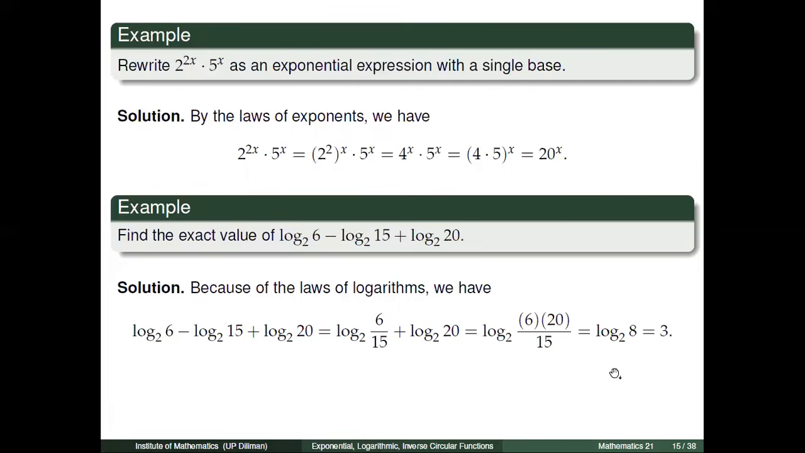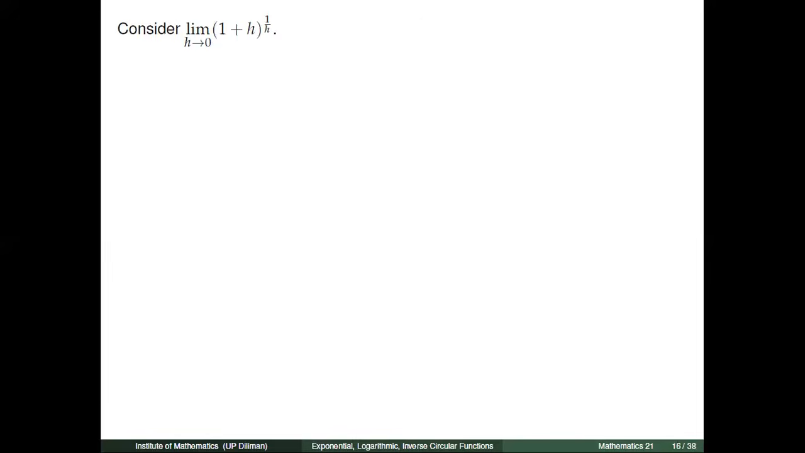We will be using some of these processes later on in this course to rewrite some functions so that their limits, derivatives, or integrals may be computed more easily. Okay, so please review the laws of exponents and logarithms. Next, we will consider exponential and logarithmic functions with a particular base.